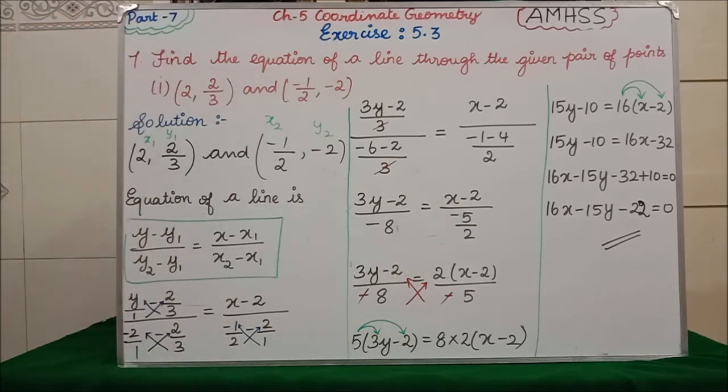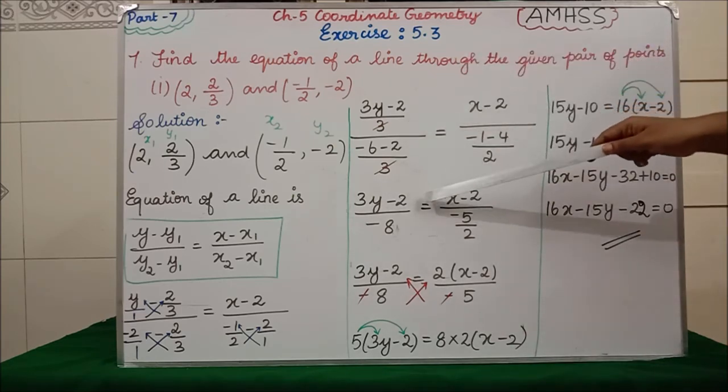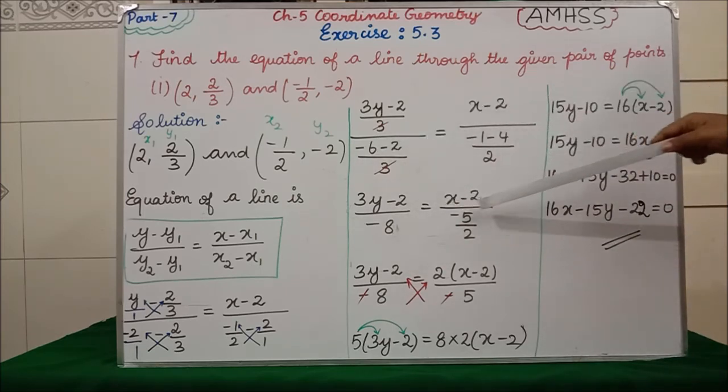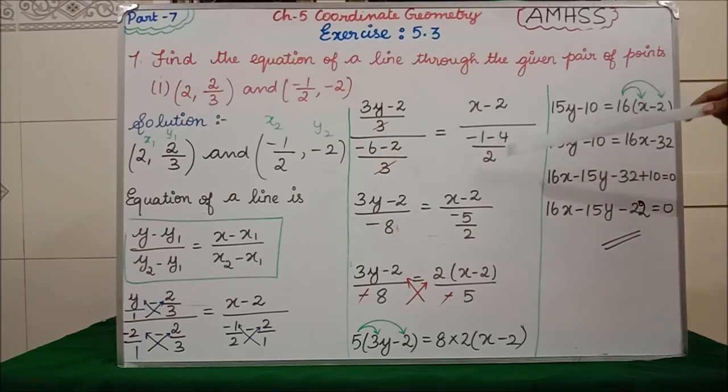Clear all of you? Now the next step, if you see this left hand side, we are having both the denominator as minus 3. So we can cancel this divided by 3 and divided by 3. Clear? Now 3y minus 2 divided by minus 6 minus 3 is minus 8 equal to x minus 2 divided by minus 1 minus 4 is minus 5 by 2.